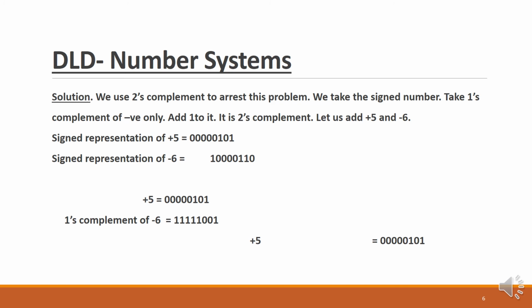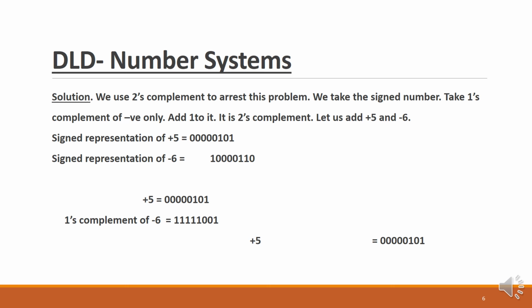And what is then 2's complement? We take the signed numbers, take 1's complement of negative numbers only, add 1 to it, and it is 2's complement. Let us add positive 5 and minus 6. The signed representation is, as we were saying already, plus 5 is 5 zeros and 101. Similarly, we are taking 8-bit binary. The signed representation of minus 6 is 1 0 0 0 0 1 0.